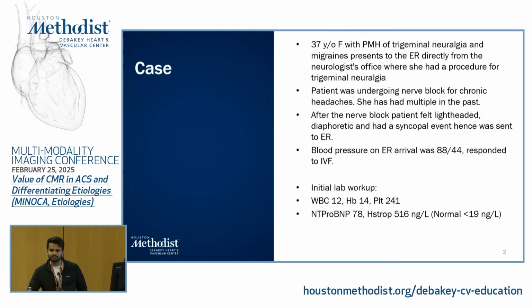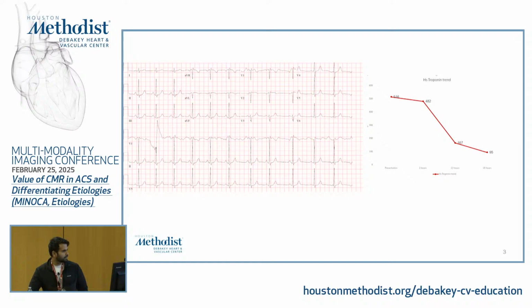and that was 516, where our normal range is 19, so this was elevated. NT-proBNP was not that bad. And that was her EKG, and that's the troponin trend as she comes in. On the EKG, I would say it's almost non-specific. And on the troponin trend, there is definitely a rise, and it is falling down. We just don't know what it was prior to presentation.